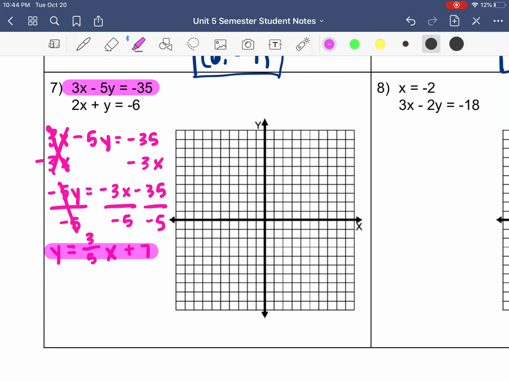So I'm going to use that equation to graph now. So we'll be up at 7. We need to go up 3 and right 5. I'm going to do it once the other way too. So there's my first line.